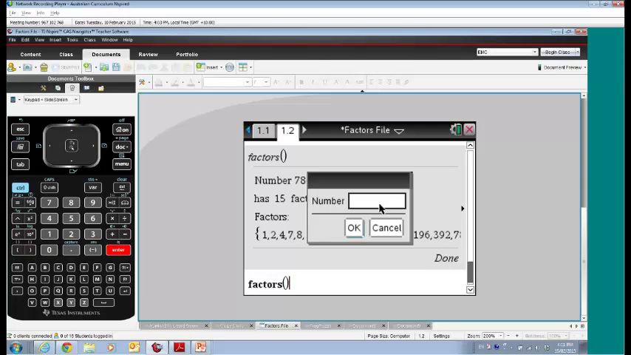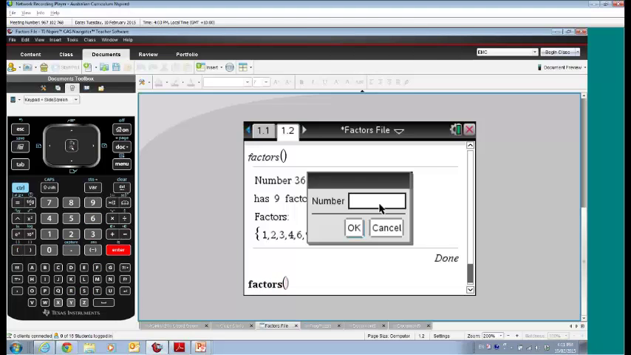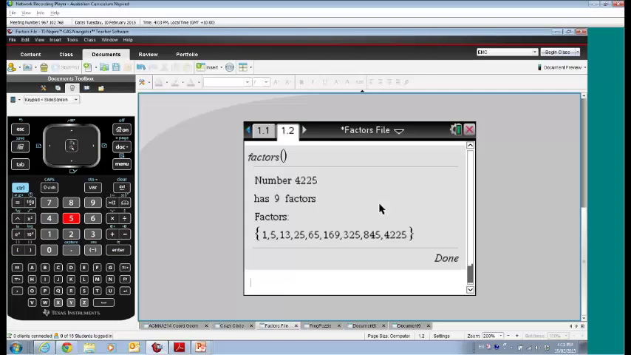and if I put 36 in there, it tells me it has 9 factors and it lists them for me. This is just an extra thing I put in for this webinar, so if people want this file, I can send it to them. And if I type in 4225, that's nasty, wasn't it? It was a trick question. 4225 also has exactly 9 factors.